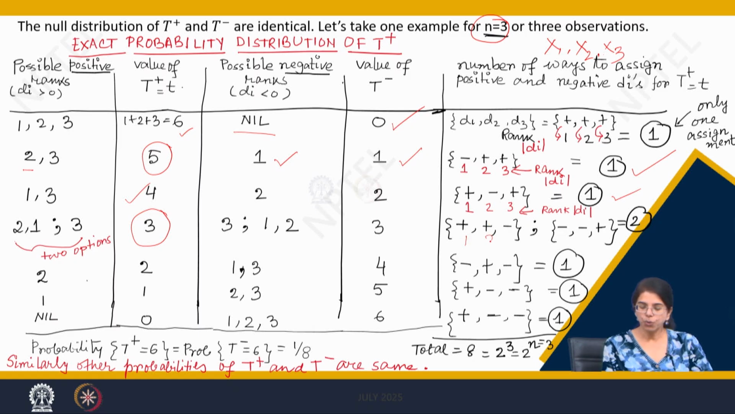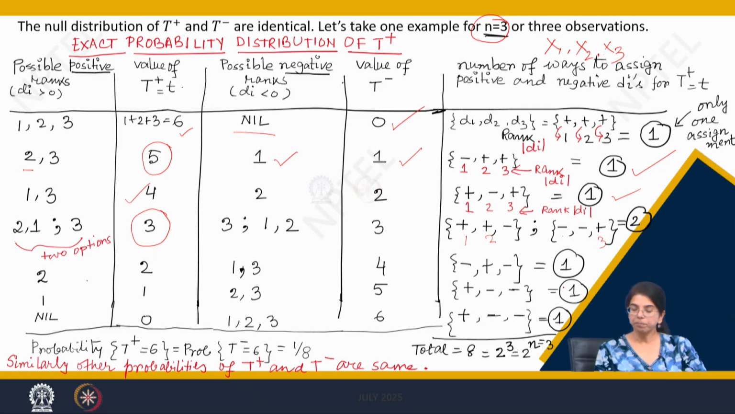So 1, 2. So if you are summing the rank of the positive observations, 1 plus 2 comes as 3. Not only that, another thing might pop up: the first two observations are negative observations, but the third observation, the largest observation, is positive. So it bears rank 3. So altogether the value of t plus will be 3.